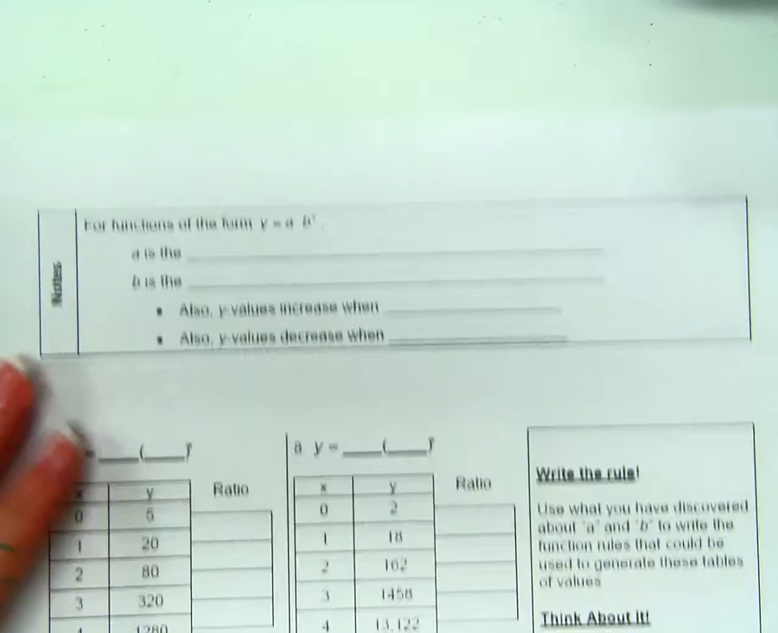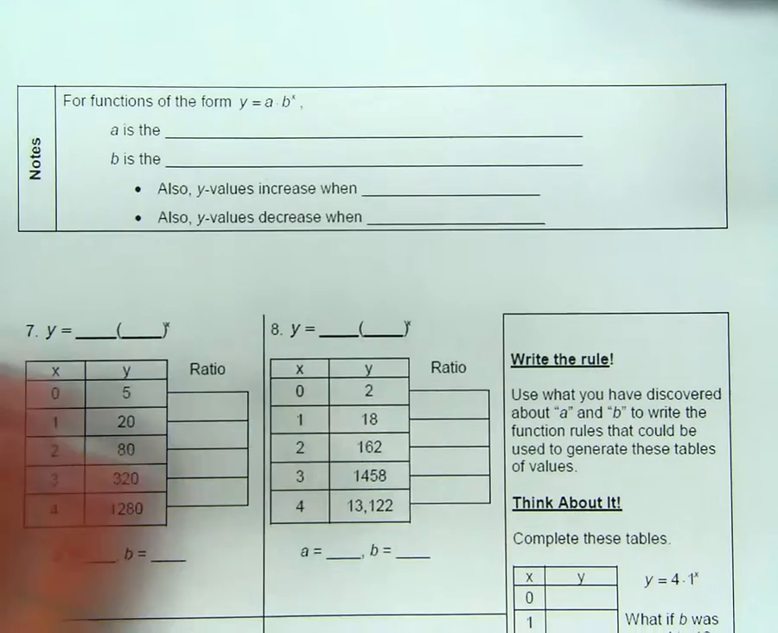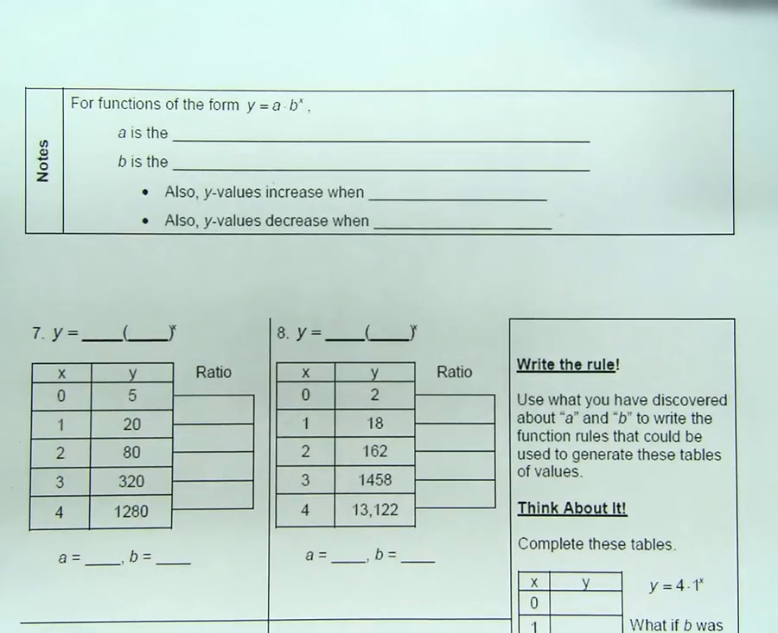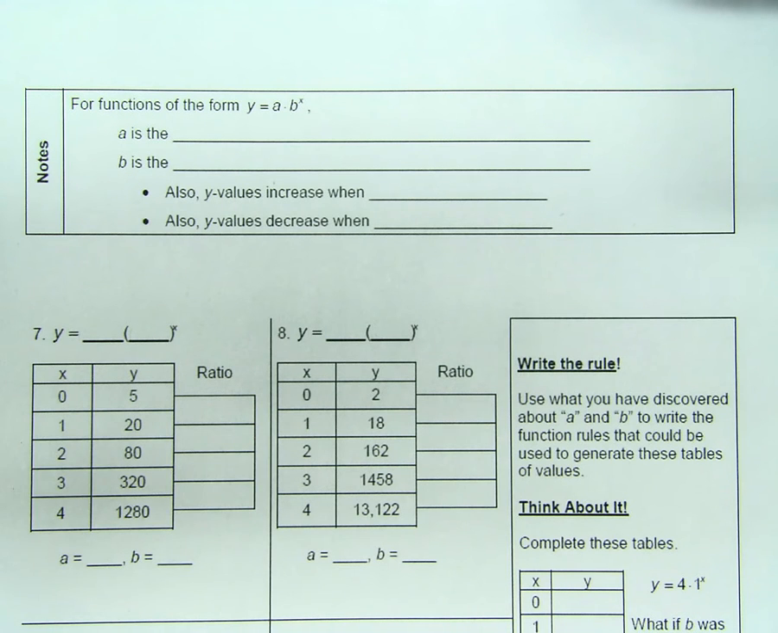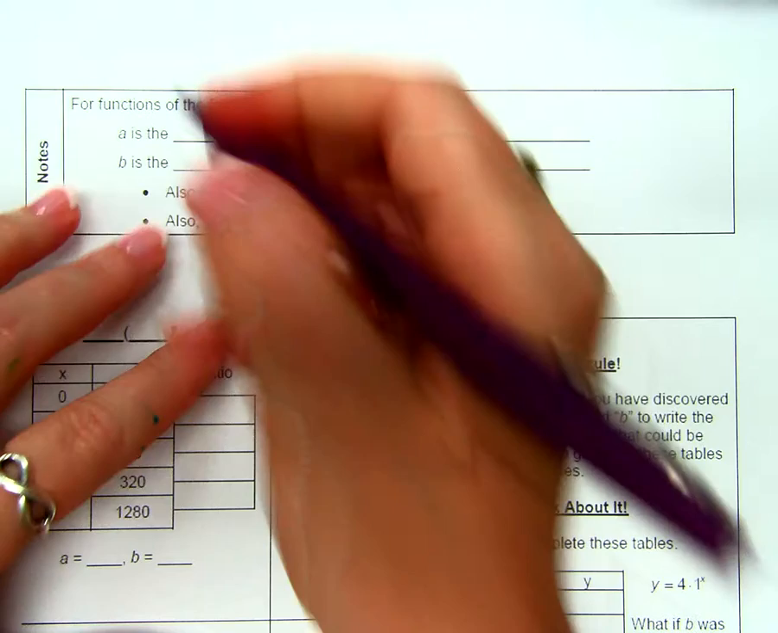So let's get those. I know we put it in words on the front. Let's get it on words on this page so that we have it to work with here. Okay? For functions in the form y equals a times b to the x, a is the y-intercept.